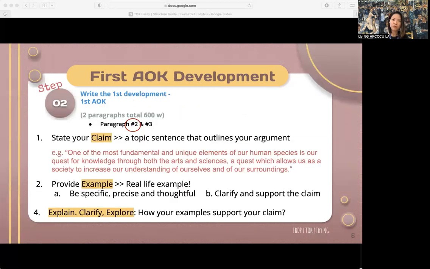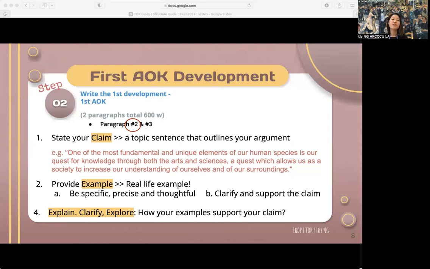So in this paragraph, you will explore your claim for the first AOK. State your claim. A claim is a topic sentence that outlines your argument about the prescribed title. For example, you could claim that one of the most fundamental and unique elements of our human species is our quest for knowledge through both the arts and sciences, a quest which allows us as a society to increase our understanding of ourselves and of our surroundings. You can go in this way.